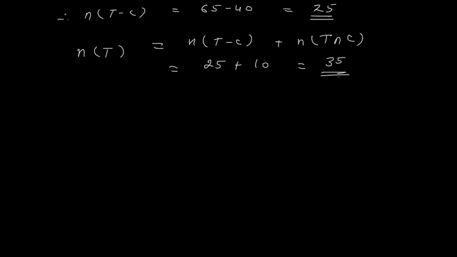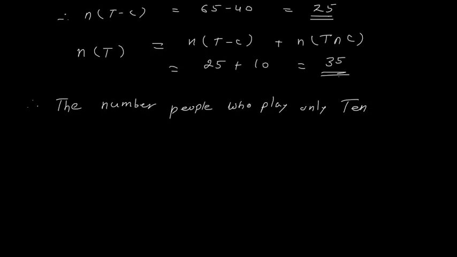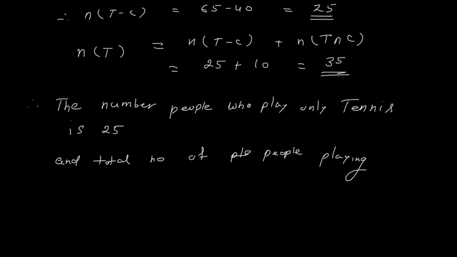So here, finally in words I will write: therefore, the number of people who play only tennis is 25, and the total number of people playing tennis is equal to 35. Done.